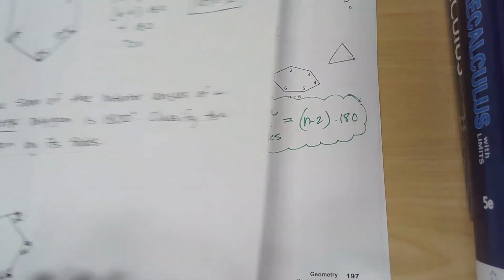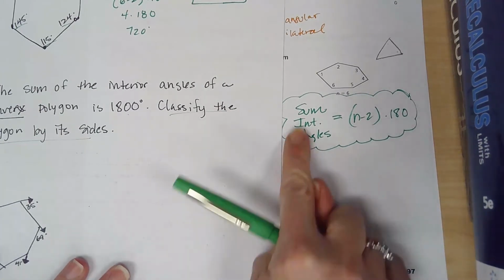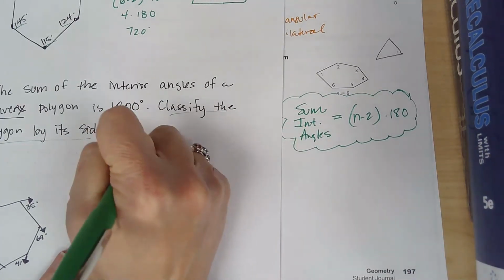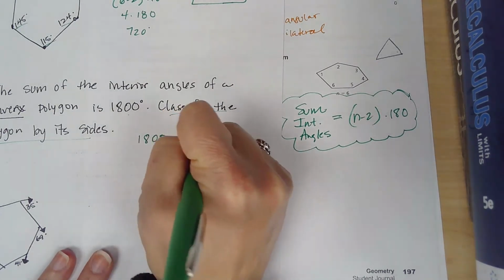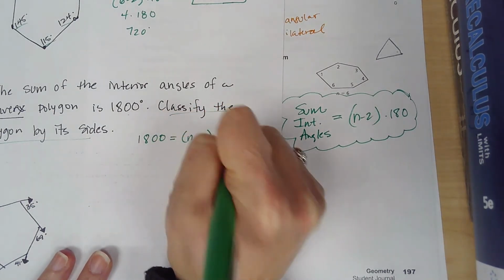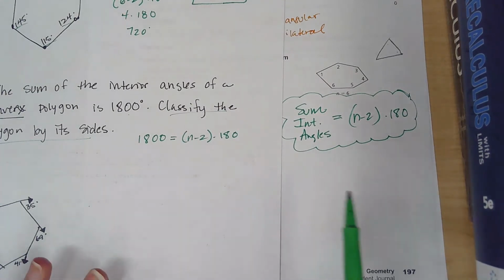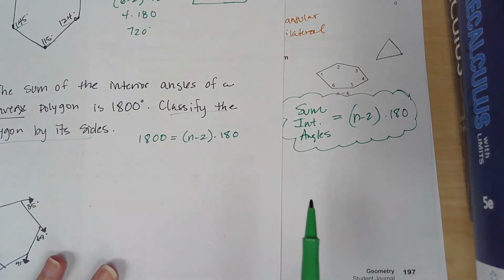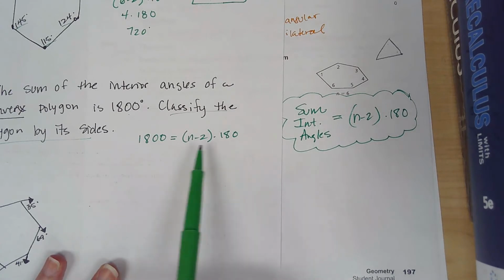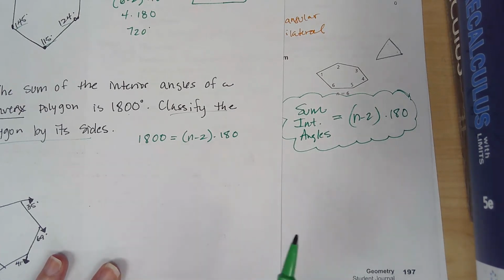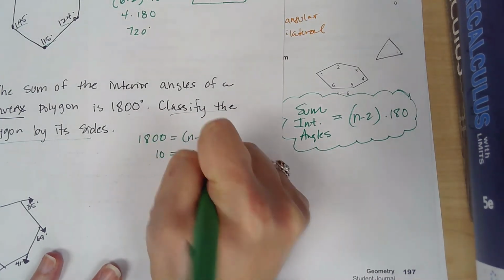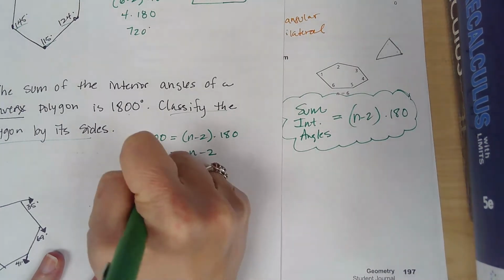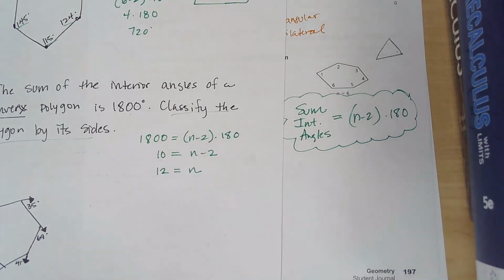So the sum of the interior angles is 1800 degrees. If we look back at our formula, what they're giving us is the sum. So 1800 is what we know. What we don't know is n. And so what we're doing is solving for n here. I'm going to go ahead and divide both sides by 180. And so I get 10 equals n minus 2. And then add 2, I get n equal to 12.